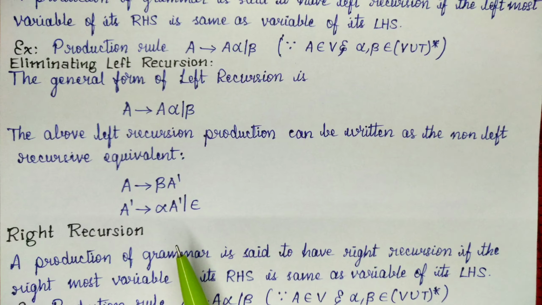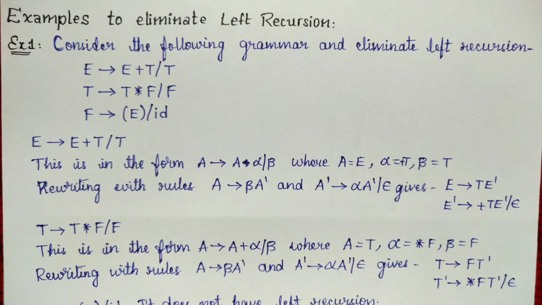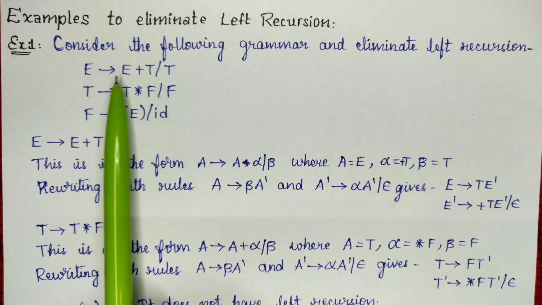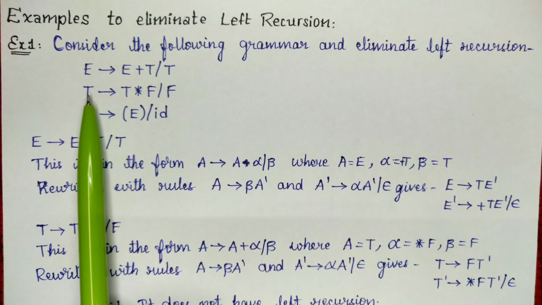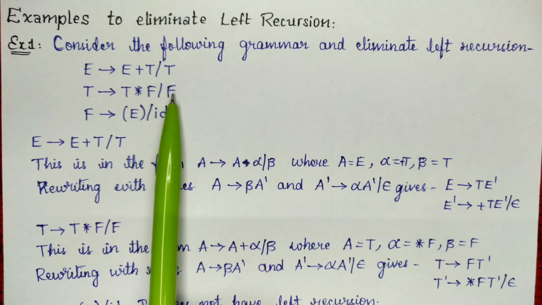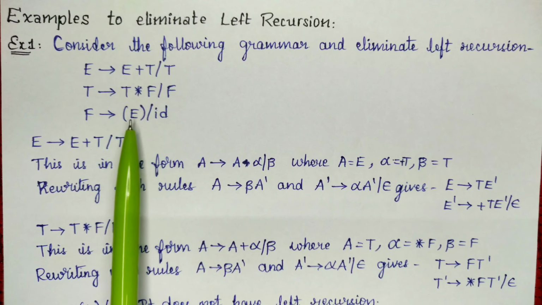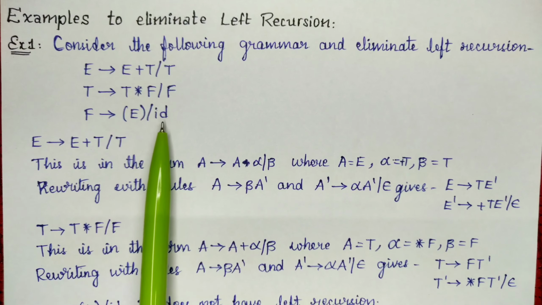If we have more occurrences of alpha, then those occurrences are included in this A prime. So this is how the grammar is derived. Now let's take an example and try to eliminate left recursion. Suppose the grammar is E produces E plus T or T, and T produces T into F or F, and F produces within the parenthesis E or ID.